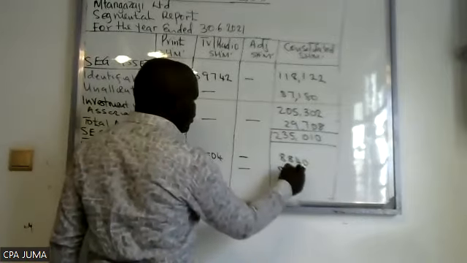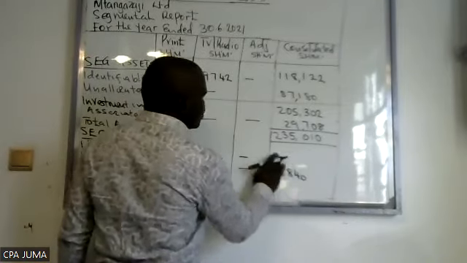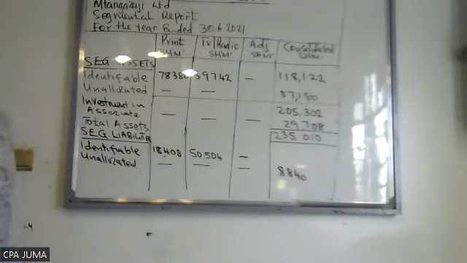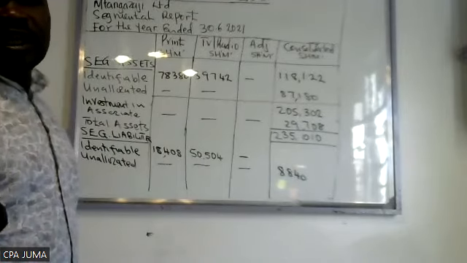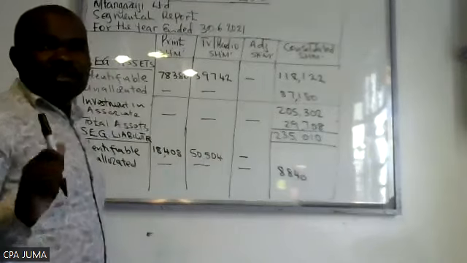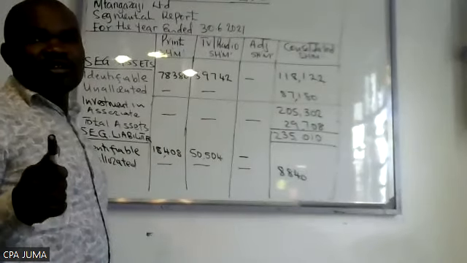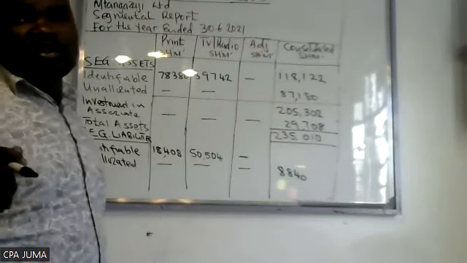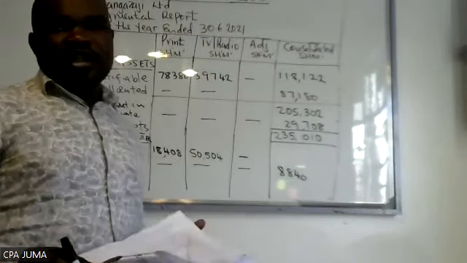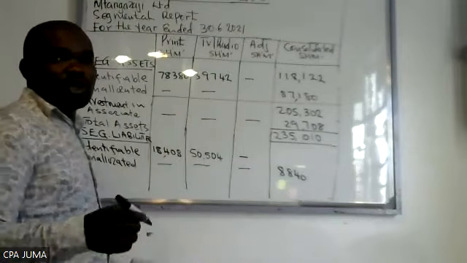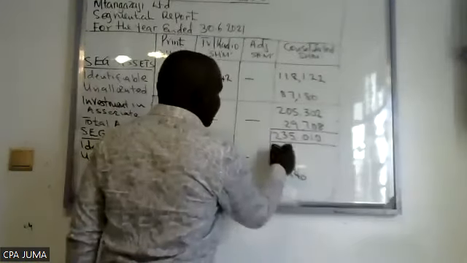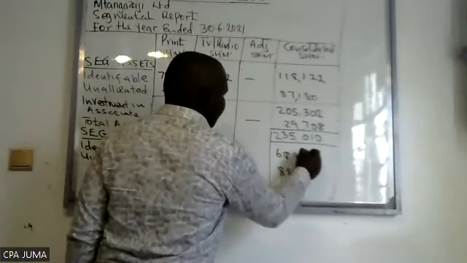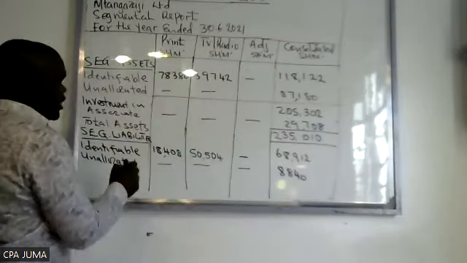So the total for the identifiable was 68,908 or 68,912, because Mercy and Vera have different answers. So that must be confirmed. 68,912. So confirm Mercy. Okay, 68,912. So our total liabilities.